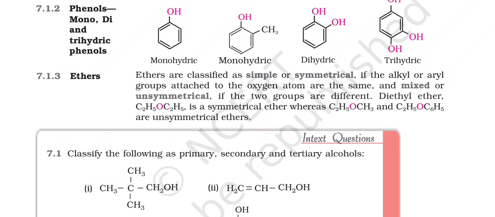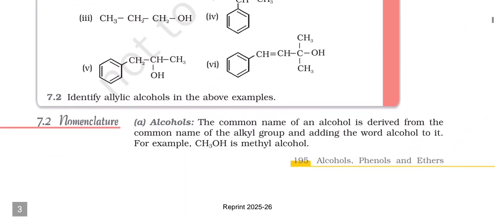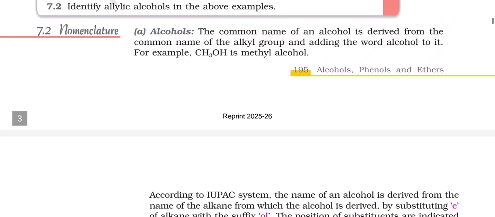Ethers are classified as simple or symmetrical if the alkyl or aryl groups attached to the oxygen atom are the same, and mixed or unsymmetrical if the two groups are different. Diethyl ether, C2H5OC2H5, is a symmetrical ether, whereas C2H5OCH3 and C2H5OC6H5 are unsymmetrical ethers.